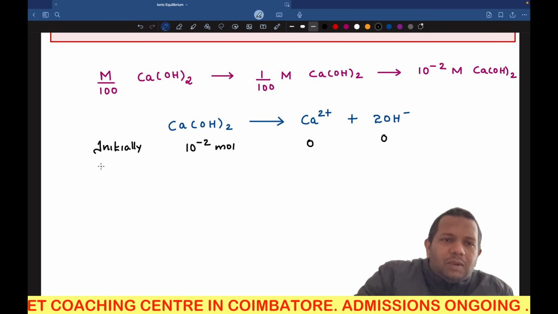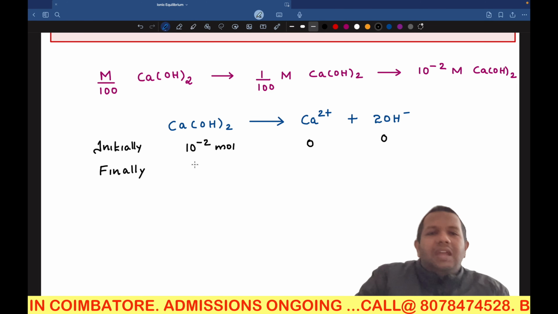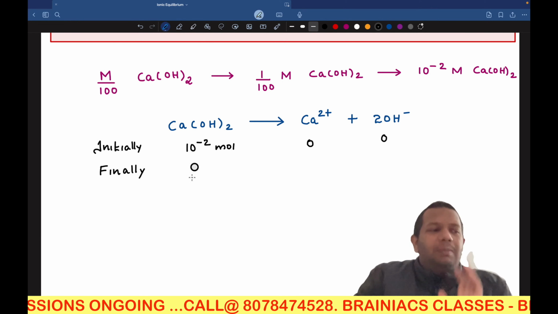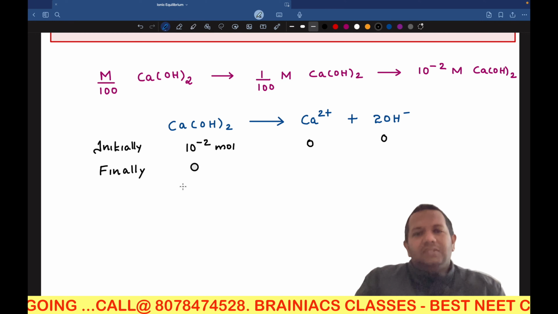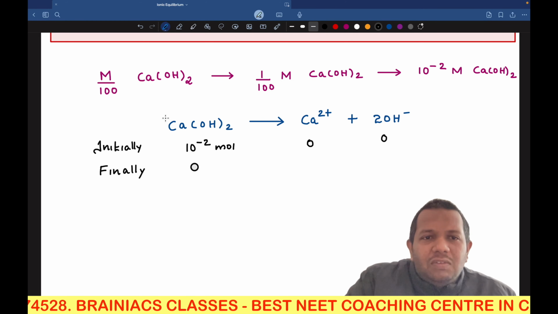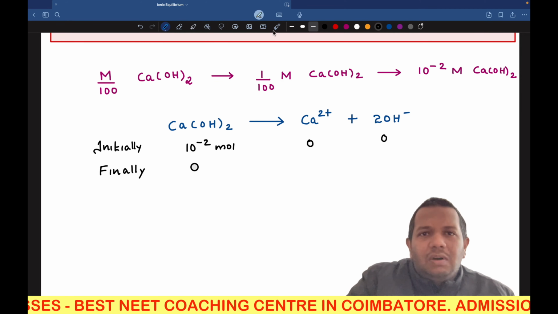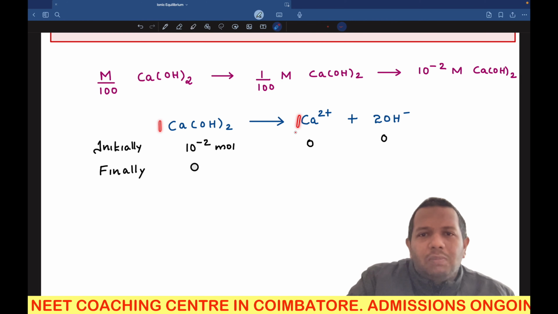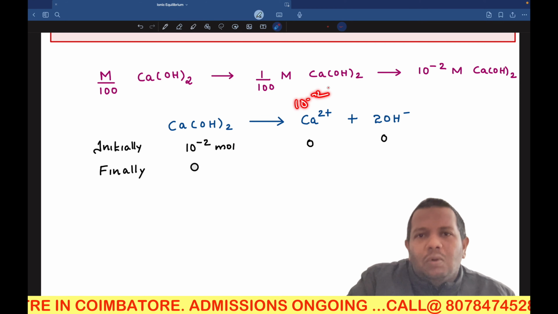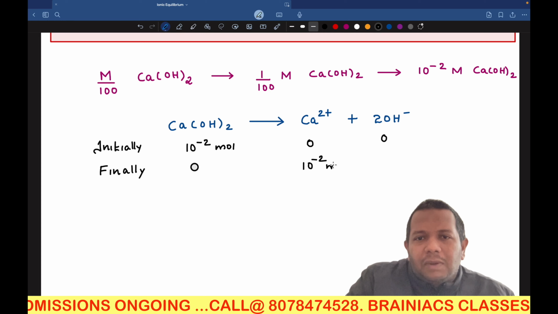Now finally what will happen, sir? There is no equilibrium state because it is a strong base. We can say most of the calcium hydroxide would undergo ionization, and here the number of moles will become what, sir? 0. Okay, and here it would become how much? 1 mole of calcium hydroxide can give you 1 mole of calcium 2 plus. Okay, 1 mole of this can give you 1 mole of this. Now 10 power minus 2 mole of this can give you 10 power minus 2 mole here. Correct? It is a 1-to-1 relation. So I can say 10 power minus 2 mole here.